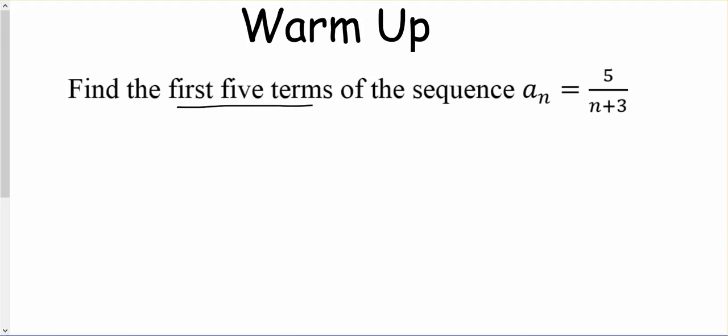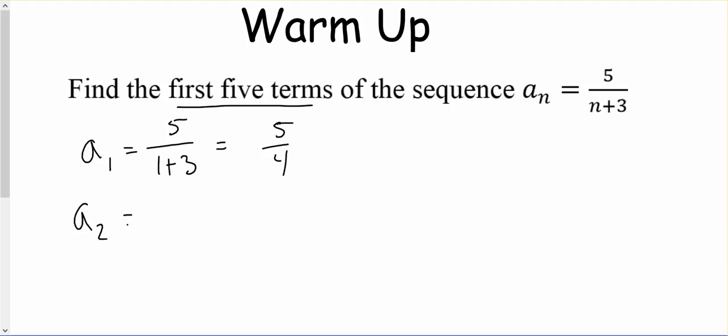Alright, so we want the first 5 terms of this sequence. If I wanted the first term, I'd substitute in a 1 for n, so that's 5 over 1 plus 3. The first term is 5 over 4. The second term, I'm going to substitute in a 2 because I want the second term. So this is 5 over 2 plus 3, 5 over 5, that's 1.